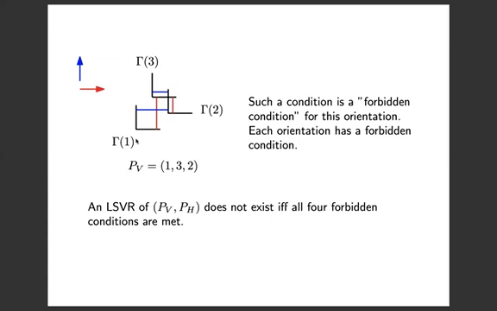And so, because each LSVR has one of these four orientations, we can say that an LSVR will exist if and only if at least one of these four forbidden conditions is not met, meaning it will not exist if all four forbidden conditions are met.